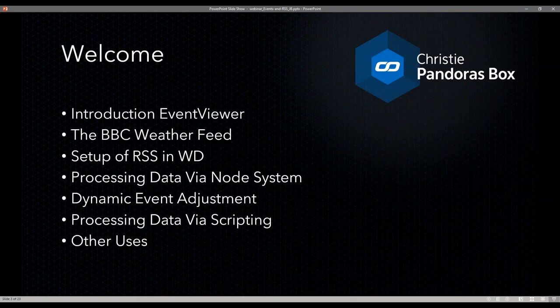First of all, I'm going to show you the Event Viewer, which is the tool that we're going to use for scheduling events. What we want to do is read out the times of sunset and sunrise from the BBC Weather RSS feed and set up a routine in Widget Designer to process the data we receive and then put that all in the Event Viewer, have our dynamic events created, and all of that should happen once a day, completely without you having to interfere.